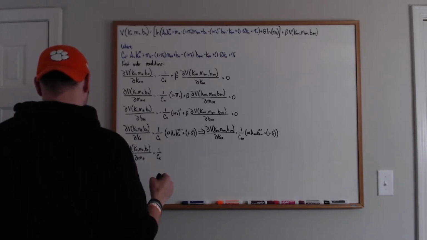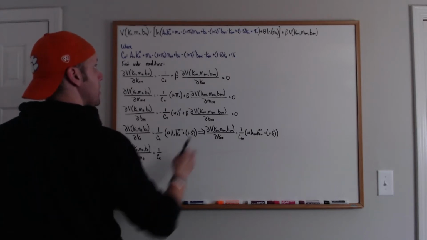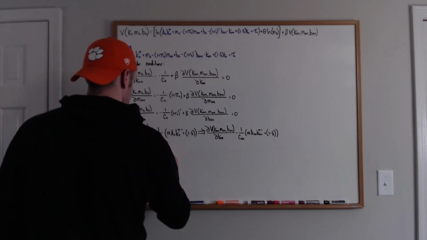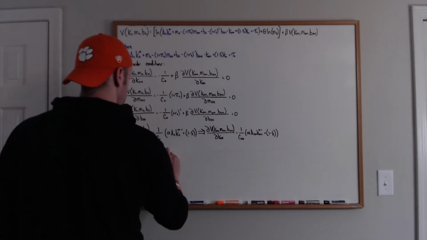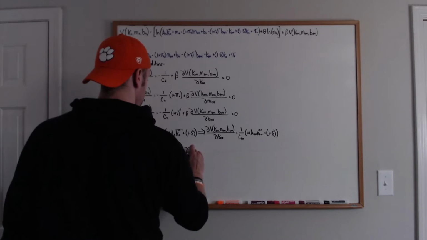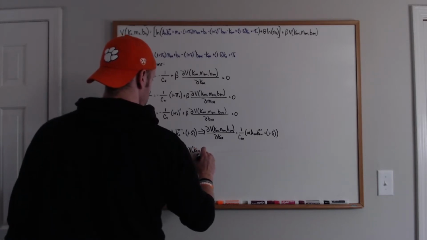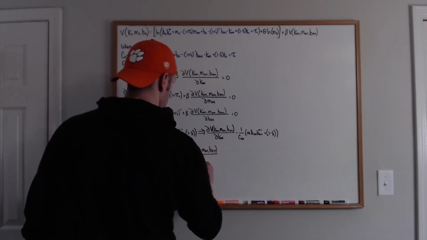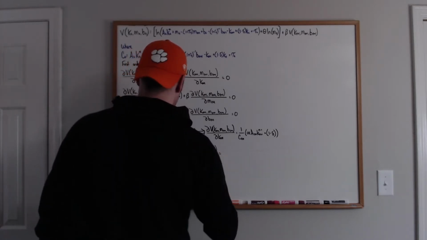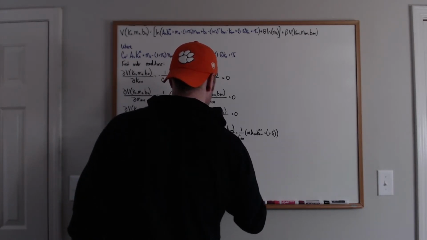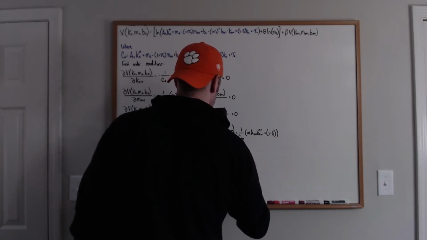All right, but let's see, what else do I have? Well, I've got plus theta times the natural log of mt. So I'm going to get theta times 1 over mt. Now if I want to update this one period, well, I get 1 over ct plus 1 plus theta times 1 over mt plus 1.